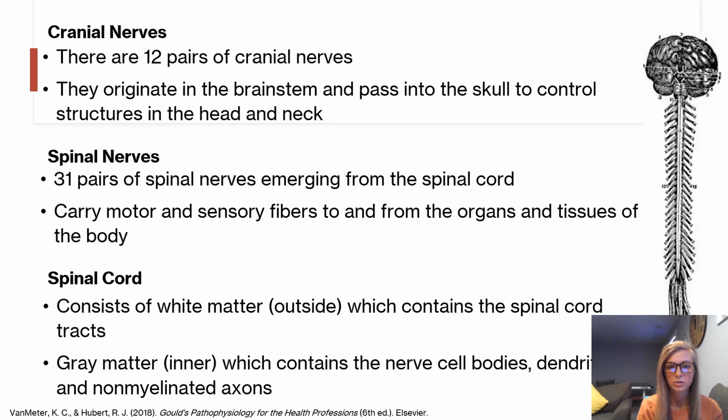And then the spinal cord consists of white matter on the outside, which contains the spinal cord tracts, and then the inside is the gray matter, which contains the nerve cell bodies, the dendrites, and the non-myelinated axons. And then this will be important for showing what happens when someone has multiple sclerosis, because the myelinated nerves are what is affected.